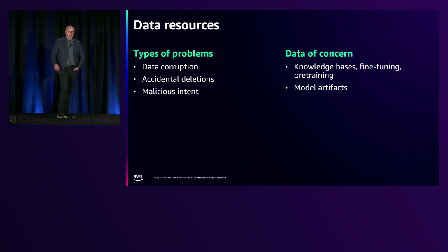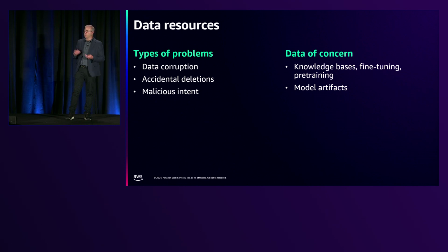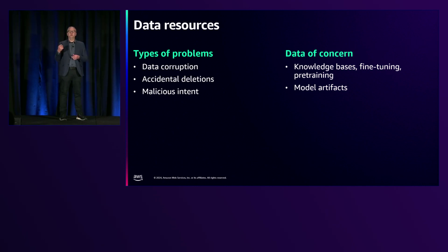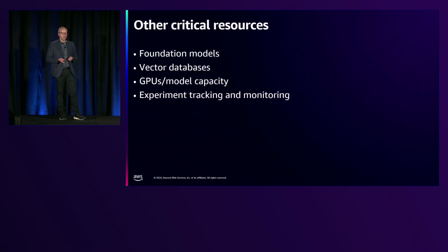If we think about what can happen to our data, there's data corruption, accidental deletion, malicious activity. So what type of data are we really worried about? Well, if we're running any type of knowledge base or RAG system, we have both the source data and the intermediate representation stored in our vector database. If we're fine-tuning, we have the data we use for fine-tuning or pre-training, or more advanced scenarios like that. The model artifacts we produce are also important data assets.